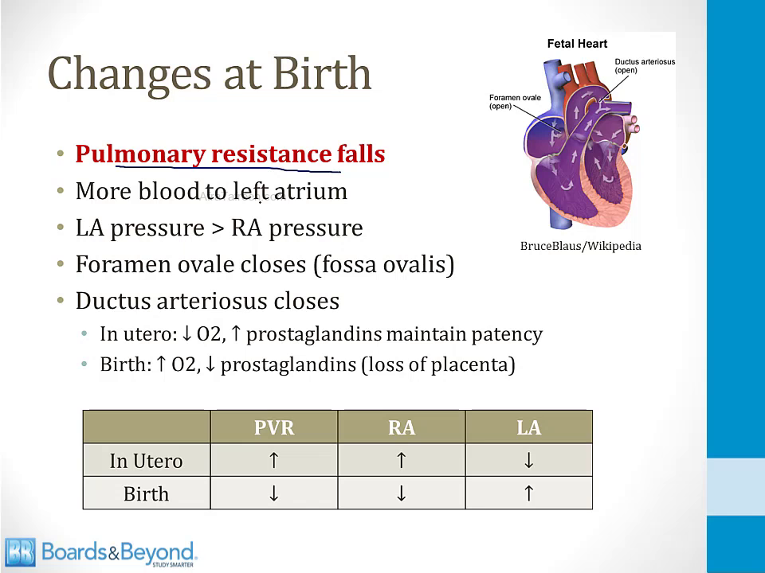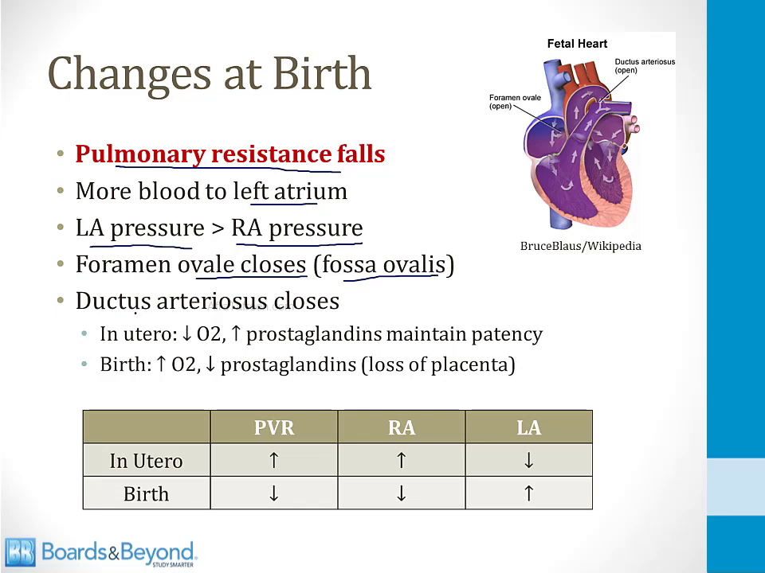This leads to more blood in the left atrium and it raises the pressure in the left atrium so that it becomes higher than the right atrial pressure. This is going to close the foramen ovale in most cases so that it becomes the fossa ovalis. Like I showed you before, when pressure in the left atrium becomes high, it pushes that septum primum against the septum secundum and the two structures fuse together.